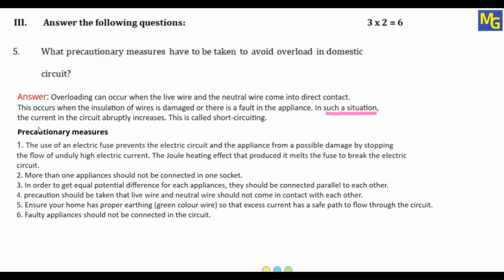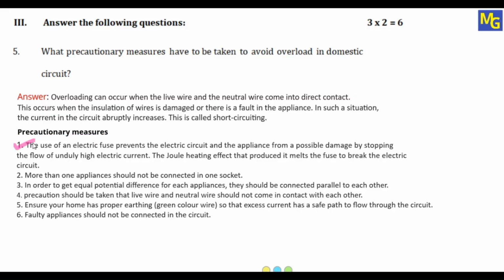In such a situation, the current in the circuit abruptly increases. So if you connect some faulty appliances, or if there is damage in insulation, or if the live wire and neutral wire come directly in contact with each other, then suddenly the current in the circuit increases, and that is called a short circuit. So this is about overloading. Now what are the precautionary measures? What can we do to avoid this overloading?